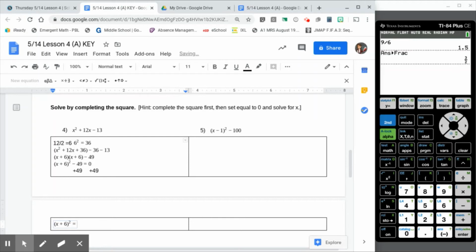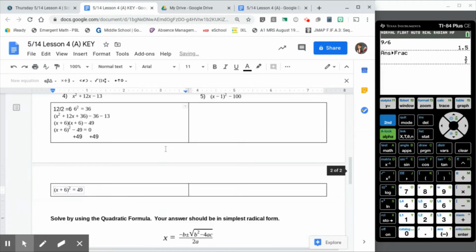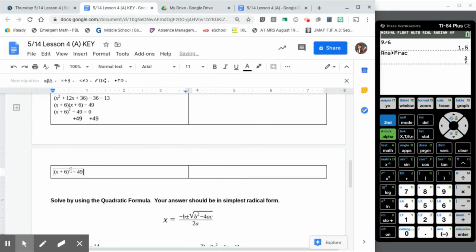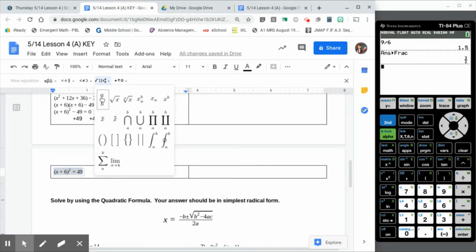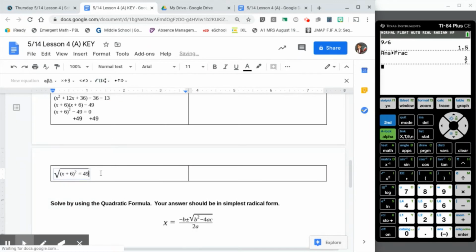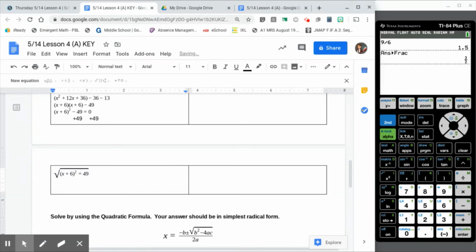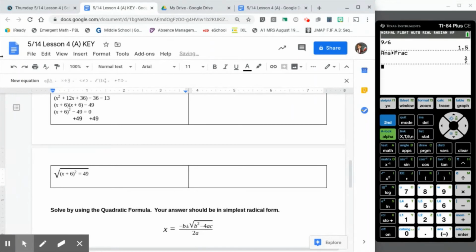equals 49. Okay, now if you remember, we have to get rid of the squared, so we take the square root of both sides. I'm going to highlight the whole thing here, and I'm going to insert that square root symbol. So we can see that this x plus 6 squared, if you take the square root of that, all that does is it gets rid of the square. So we are just left with x plus 6 equals the square root of 49.